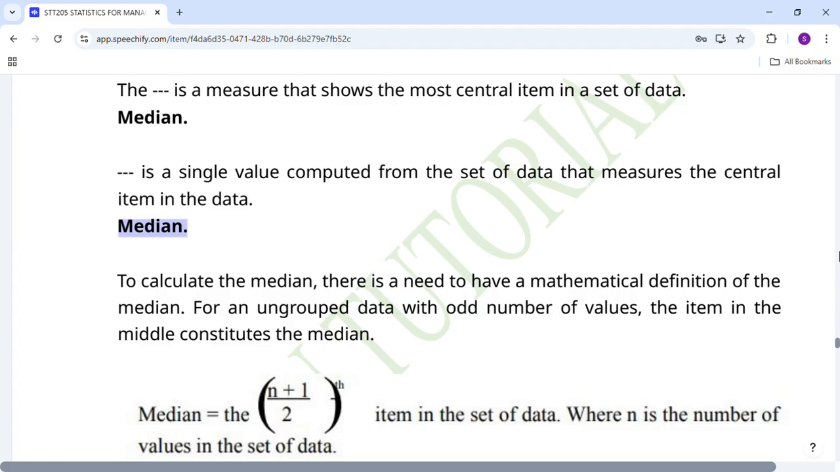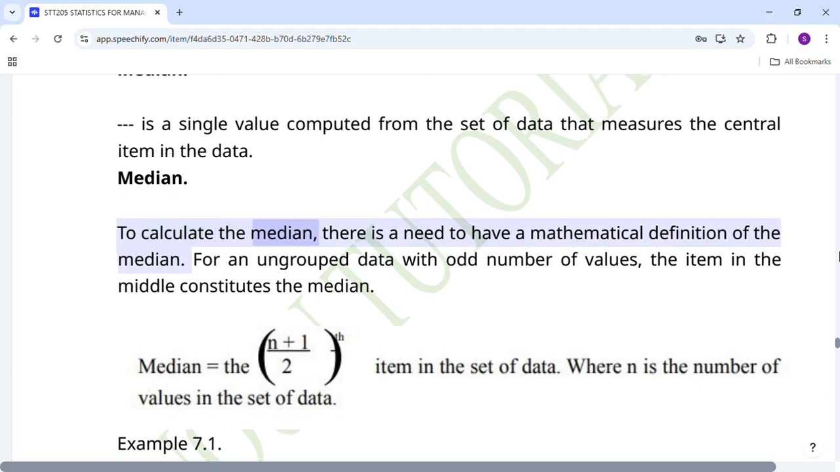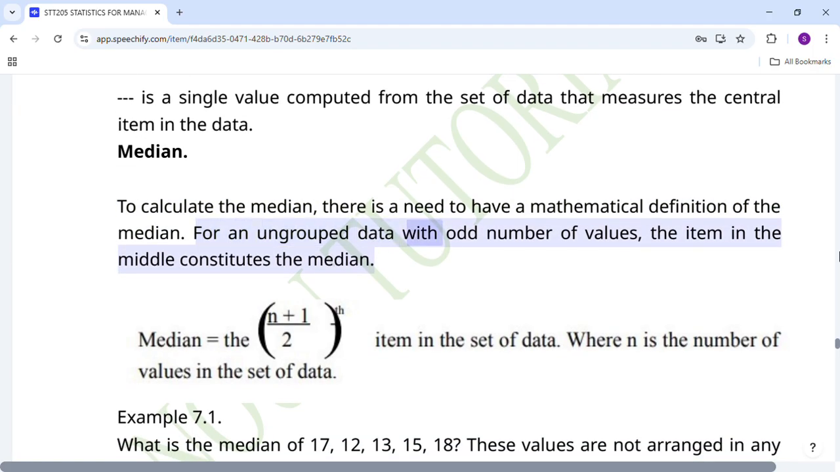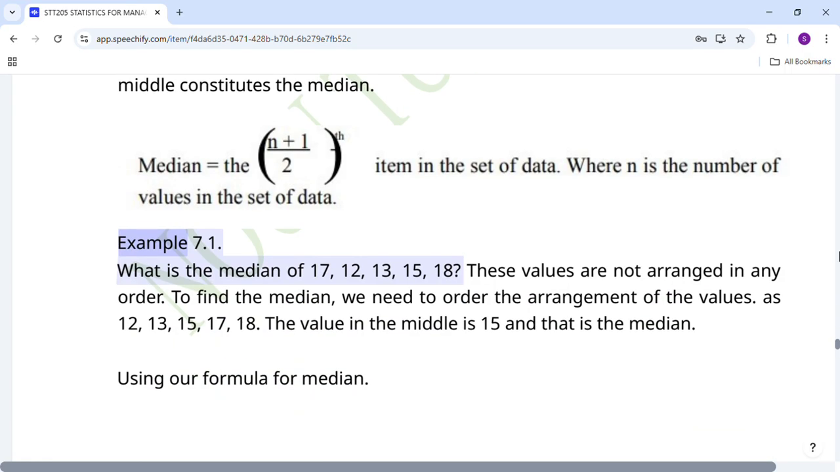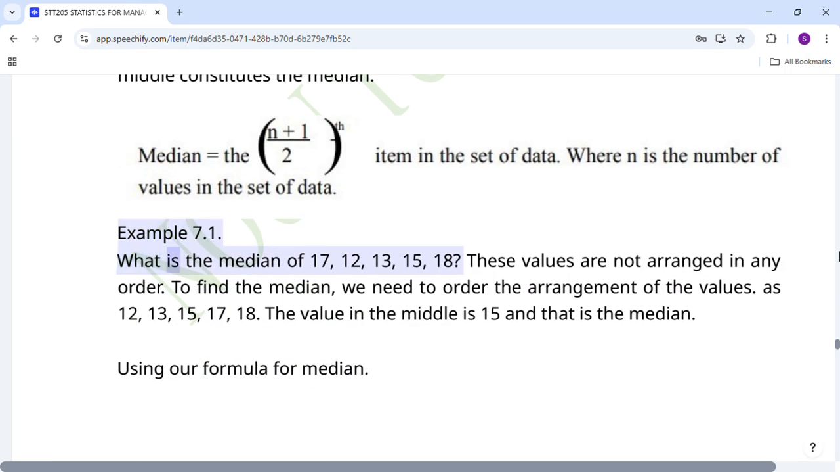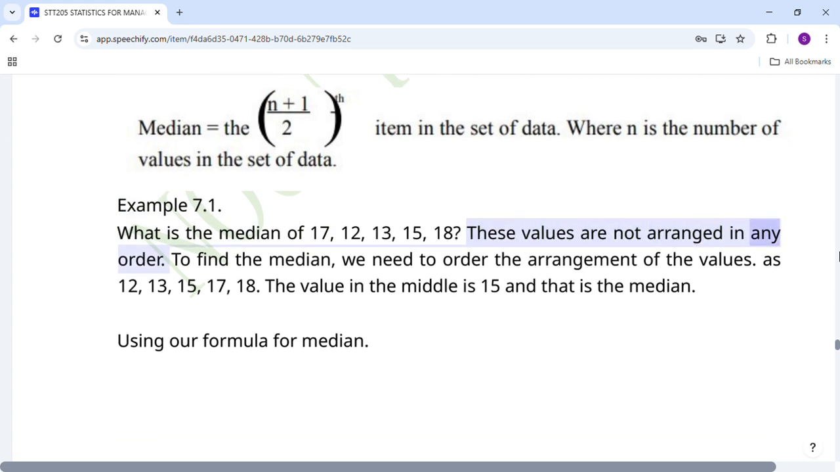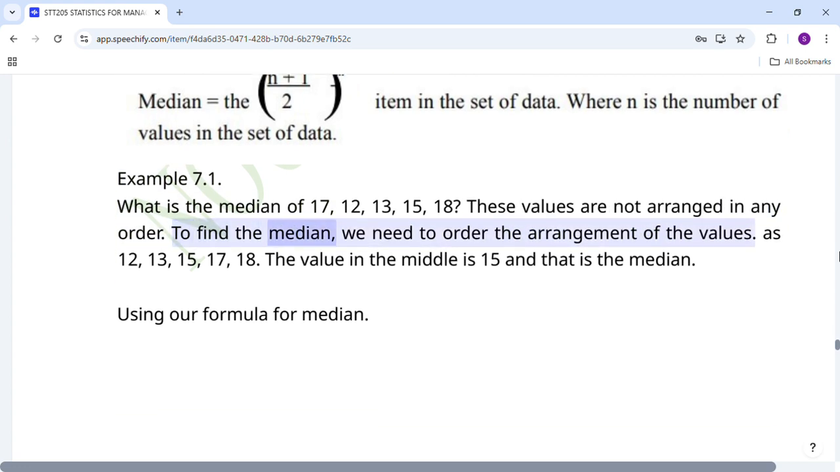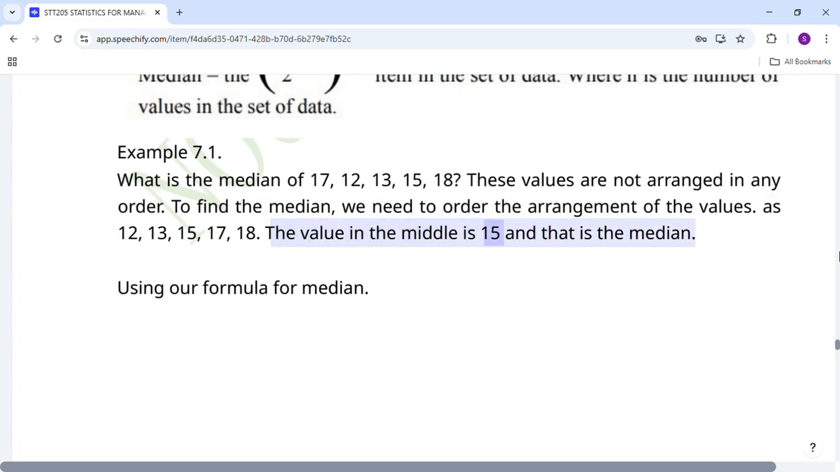Median. To calculate the median, there is a need to have a mathematical definition of the median. For ungrouped data with an odd number of values, the item in the middle constitutes the median. Example 7.1. What is the median of 17, 12, 13, 15, 18? These values are not arranged in any order. To find the median, we need to order the arrangement of the values as 12, 13, 15, 17, 18. The value in the middle is 15 and that is the median.